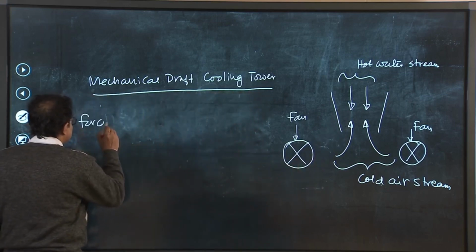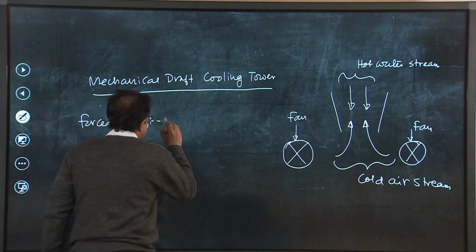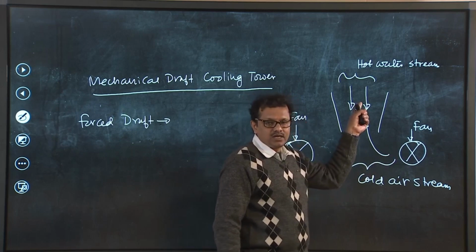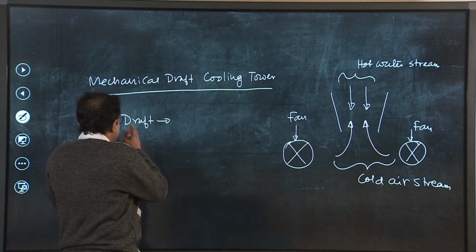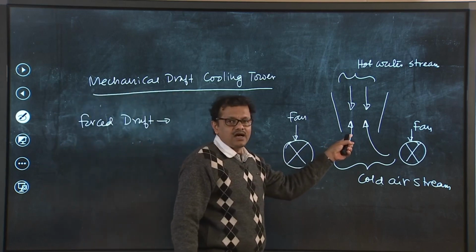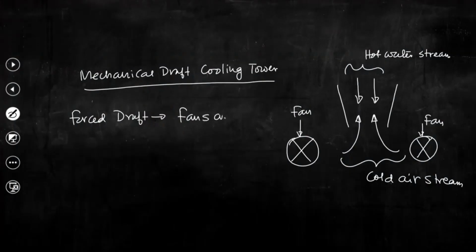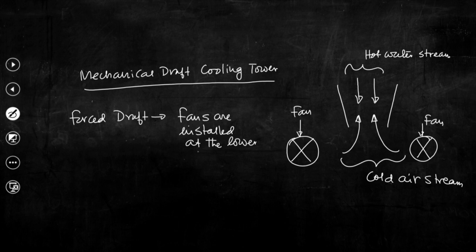So, basically in a forced draft, right, mechanical draft means through some mechanical arrangement we are supplying air through the tower. Now, it may be a forced draft configuration in which fans are installed at the lower part of the cooling tower, at the base of the cooling tower, as if this blower or fan is allowing air to flow through the cooling tower.